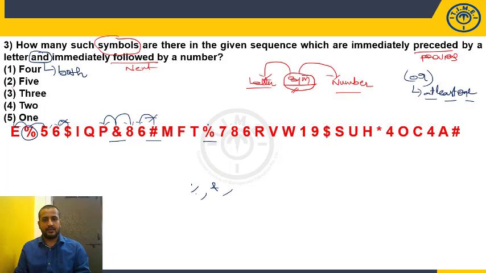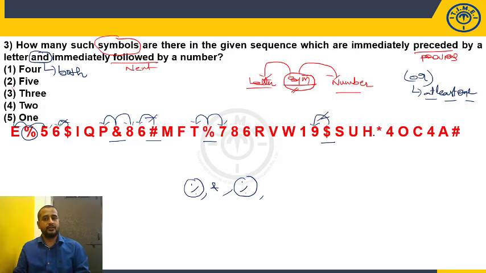Percentile. Is it immediately preceded by a letter? Yes. Is it immediately followed by a number? Yes. Even this is also satisfying the condition. So, why are we considering percentile 2 times? Have they mentioned how many different symbols? No. It is mentioned just how many symbols. So, if the percentile is there 2 times or 3 times also, we need to consider. But if they mention how many different symbols, no need to consider. You can consider percentile only 1 time. Clear?